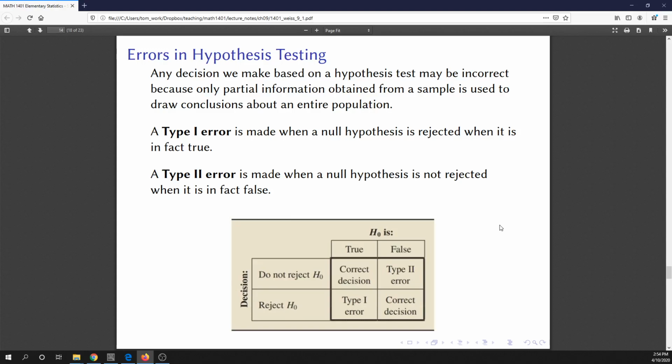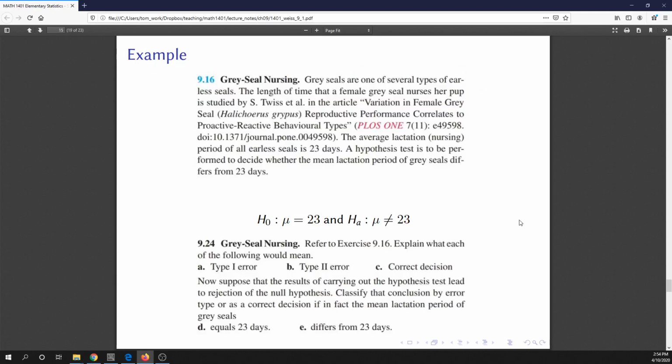Okay. All right. So let's take a look at the following example. In the following example, we talk about problem 9.24 from our book. It says, refer to exercise 9.16, explain what each of the following would mean: a type 1 error, a type 2 error, a correct decision. And so let's take a look back at example 9.16. We did work 9.16 in a previous problem.